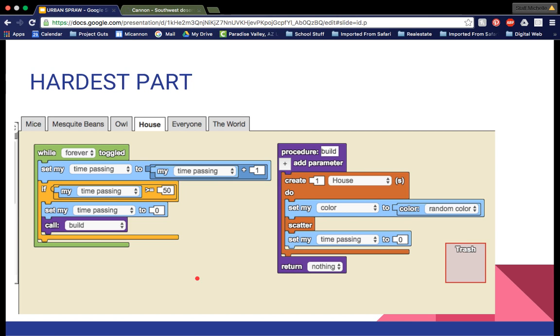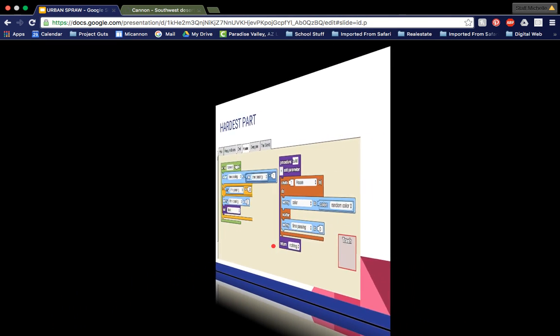So after great thought and deliberation, I came up with a trait called time passing. And time passing would then, based on however much time I allotted, call the procedure build a new house. I needed to make sure that I also set that time passing to 0, so each house was starting with a 0 time passing and all starting to build new houses at the same time.